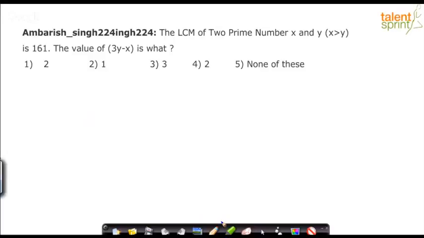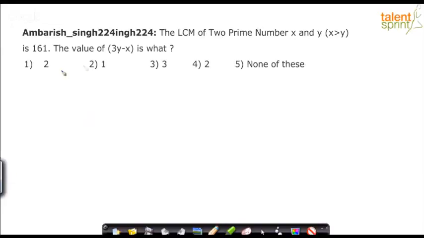Ambarish Singh: the LCM of 2 prime numbers x and y, x greater than y, is 161. The value of 3y minus x is what? Oh, that's an interesting one. LCM of 2 prime numbers x and y is 161. What is the value of 3y minus x?